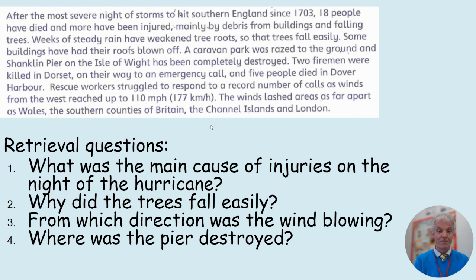Scanned it, found it. And the last one, where was the pier destroyed? What keywords could we look for there? Maybe something about being destroyed. Definitely pier. If it's about a pier, that's the word we want. So again, let's scan. Can we find pier somewhere? Here we are. We've got pier. Let's look at the beginning of that sentence. A caravan park was razed to the ground and Shanklin Pier on the Isle of Wight has been completely destroyed. We've got pier and destroyed there. Where was the pier destroyed? Shanklin on the Isle of Wight. That's all there is to it.